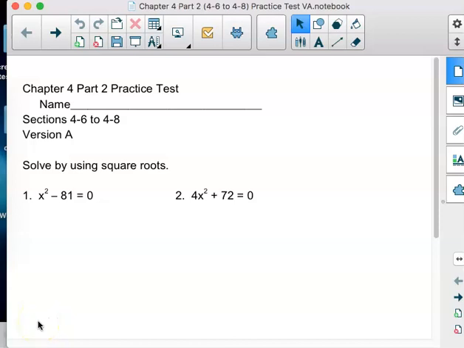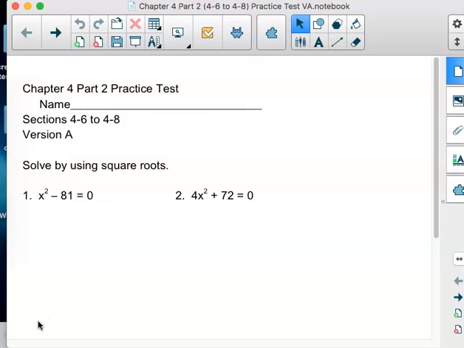All right, so practice test of 4-6, 4-7, and 4-8. It's only 3 sections, but we had that nice long 10-day break for you in there, which hopefully, once you get rolling through this, you'll go, oh yeah, now I remember all that stuff. But let's see how it goes. So on the test, it's just going to say, solve by using square roots. Is that enough to tell you what to do?